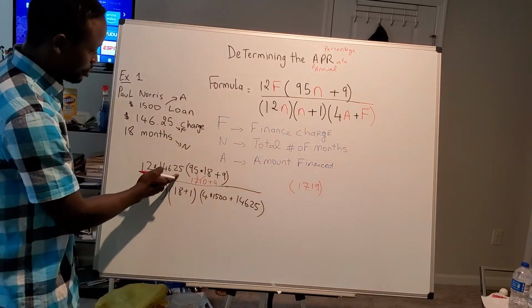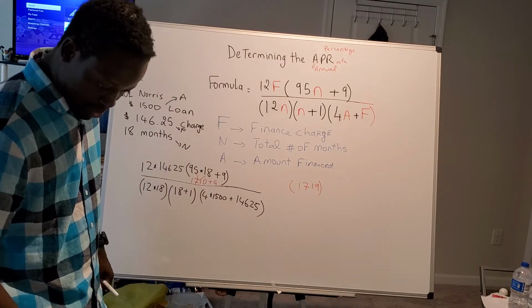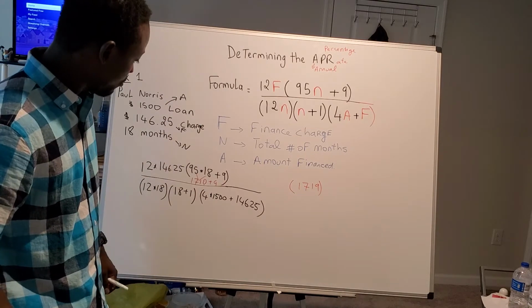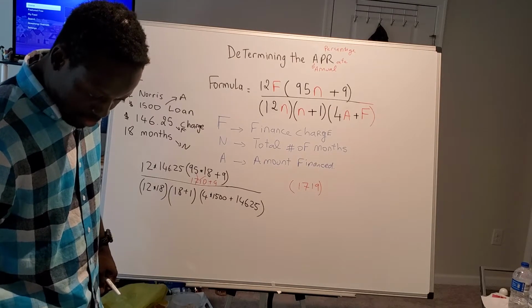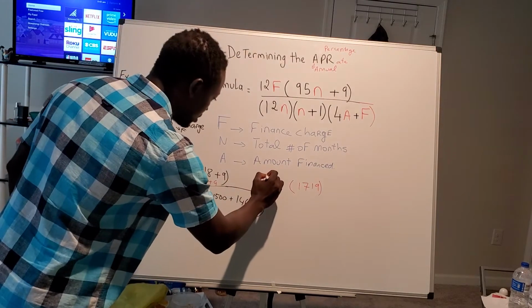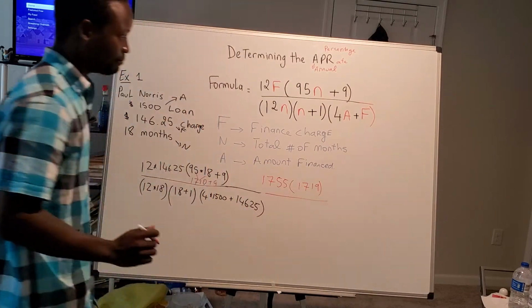And then I gotta do this multiplication, right? 12 times 146.25. That would be 1755. So this is 1755, right?